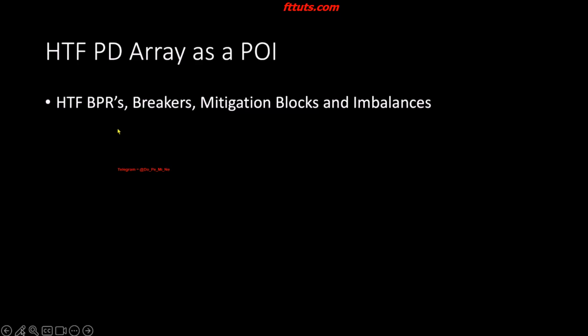So first of all, we're going to start with something very basic, but it is important that you understand this. So take notes. Higher time frame PD array as a POI, that means that we will utilize a PD array on a higher time frame as a point of interest. So what this could mean is the following. We could utilize higher time frame balanced price ranges, breaker blocks, mitigation blocks, and imbalances as points of interest on the lower time frames to see whether or not market maker models can unfold from them.